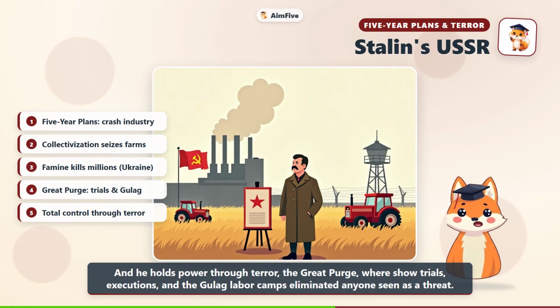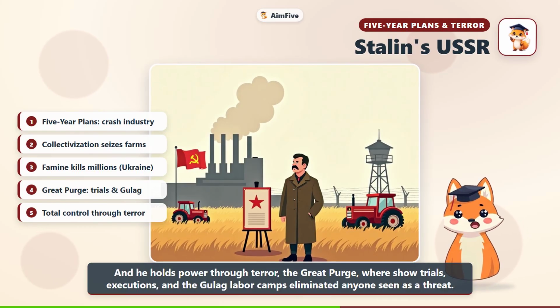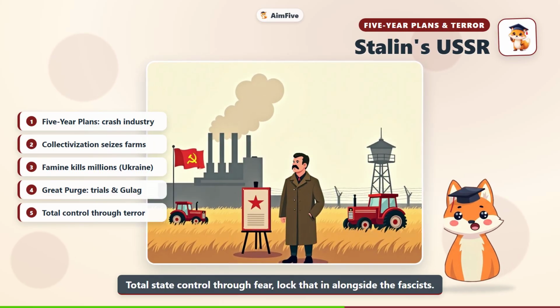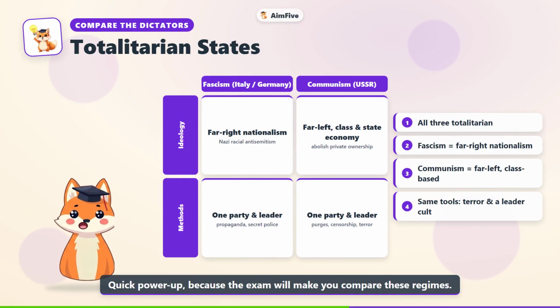The Great Purge, where show trials, executions, and the Gulag labor camps eliminated anyone seen as a threat. Total state control through fear. Lock that in alongside the fascists. Quick power up, because the exam will make you compare these regimes.